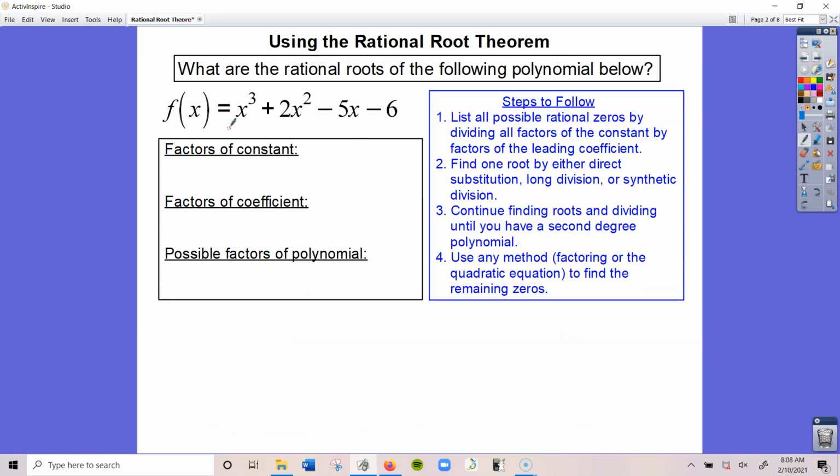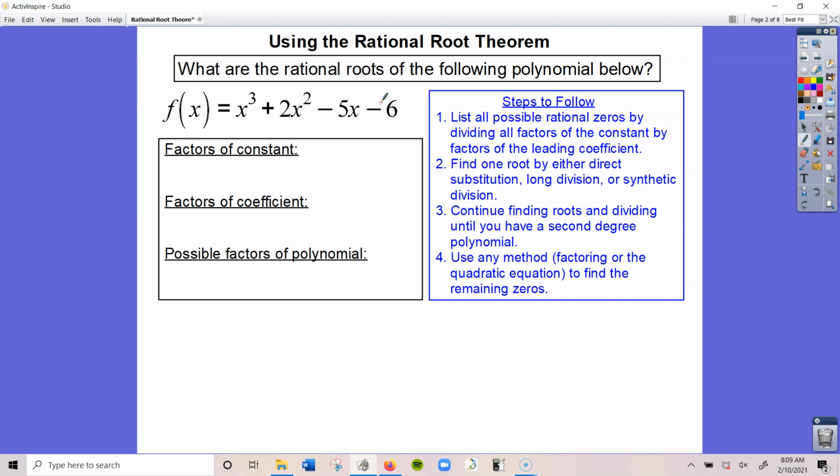Here we have this polynomial x cubed plus 2x squared minus 5x minus 6. If I wanted to try factoring this, I wouldn't necessarily be able to, simply because we have 4 terms here. We could try factoring by grouping, but the second group would not be able to be factored. So we have to find another way.